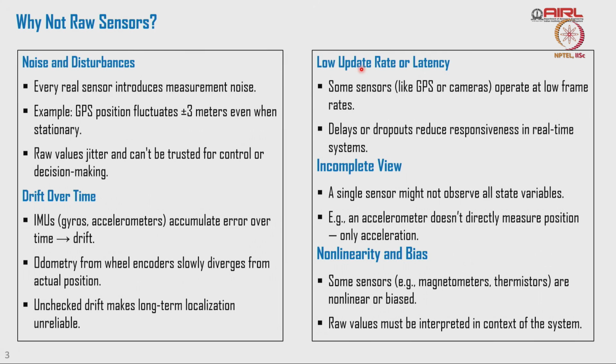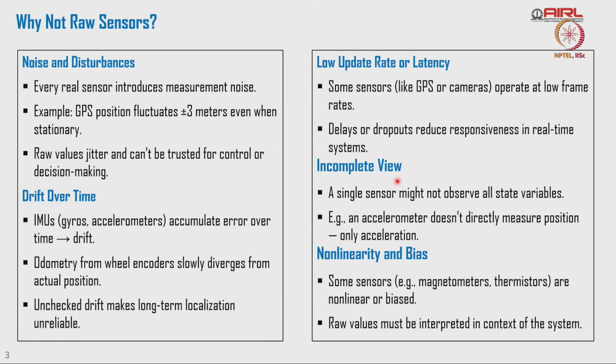The other issue is that some sensors have a low update rate or latency. For example, GPS is about 1 Hz. If you are using a camera based navigation system, then the frame rate comes into the picture, and on top of it, if you are using deep learning AI based solutions, the number of frames you can process per second influences the measurement rate. So delay, or frames that are not usable, and dropout will reduce responsiveness in real time systems.